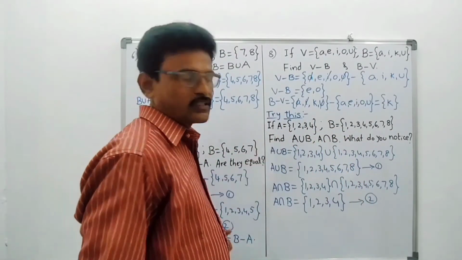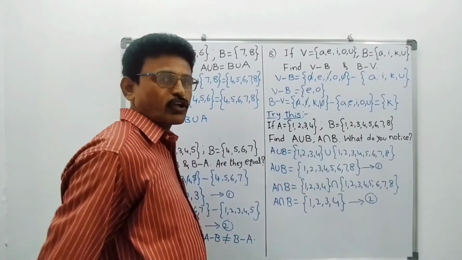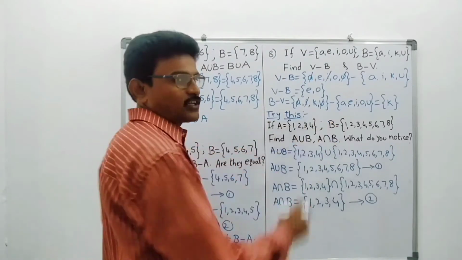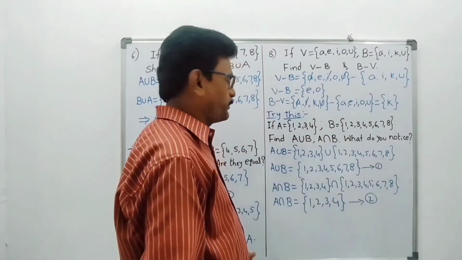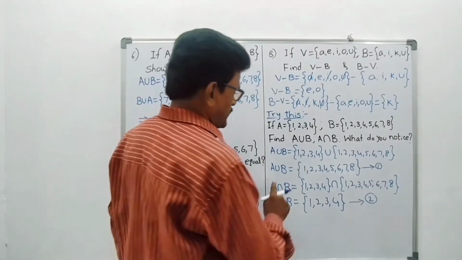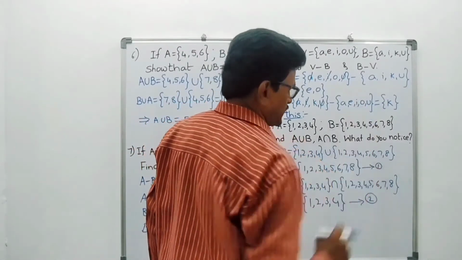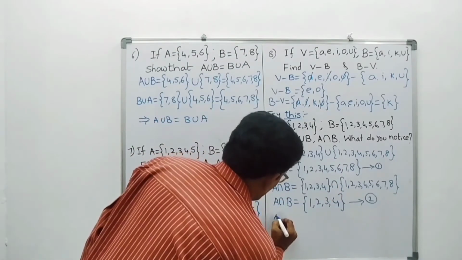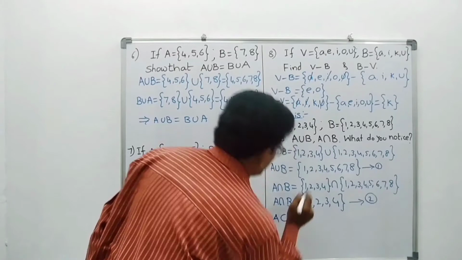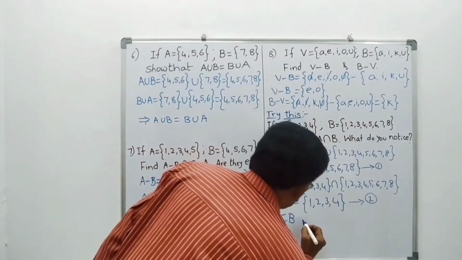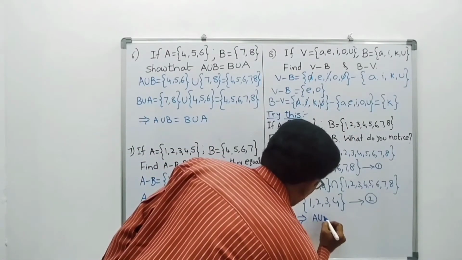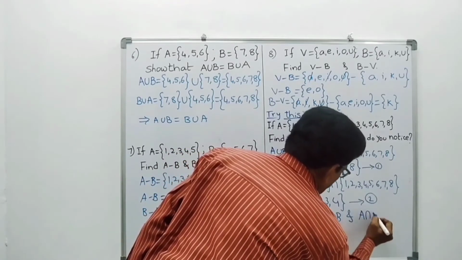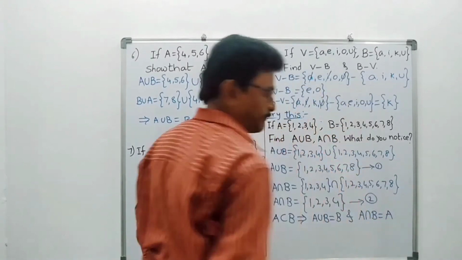He is asking what you notice. Observe here. In set A, 1, 2, 3, 4 elements are there. These elements are in set B also: 1, 2, 3, 4, 5, 6, 7, 8. Here A is a subset of B. All elements of A are in set B. That's why we are getting A union B as the big set B, and A intersection B as the small set A. So what do you notice? A is a subset of B. All elements of A are in set B. That implies A union B equals the big set B, and A intersection B equals the small set A.